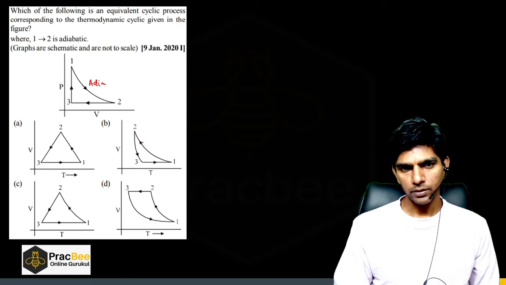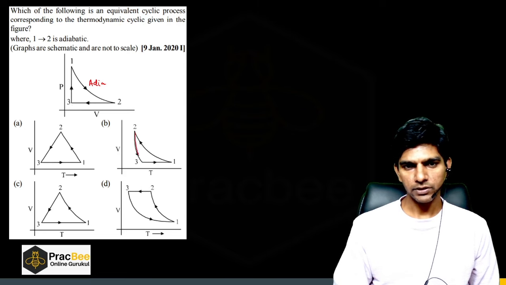But in B, 2 to 3, in the VT graph, it has to be a straight line, but it is a curved line, right? Can you see? So B is incorrect. In D again, 2 to 3 is given as isochoric. So D is again incorrect.